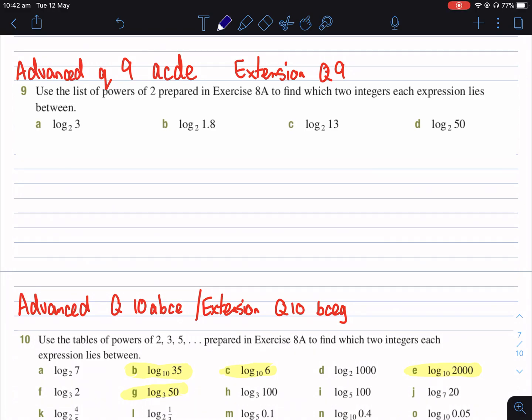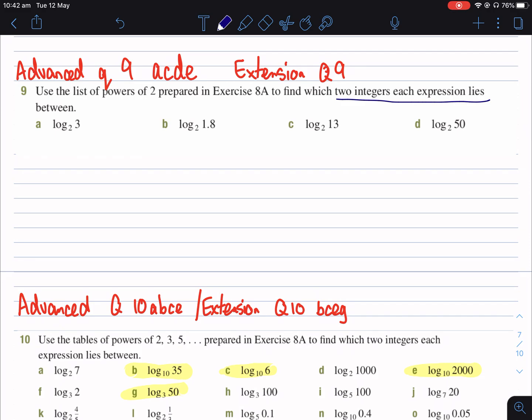All right, let's have a look at question 9. Now for advanced students, we're doing ACDE, extension that just fits in with ABCD. So we're trying to use the powers of 2 to answer these questions to figure out which two integers each one lies between. So I'm just going to write out a quick list.